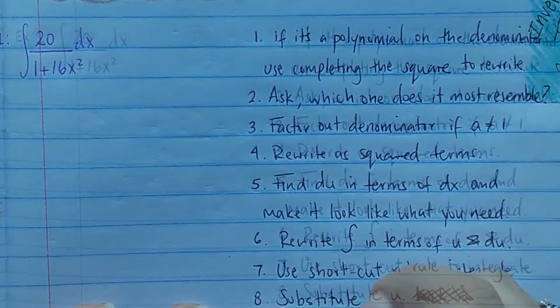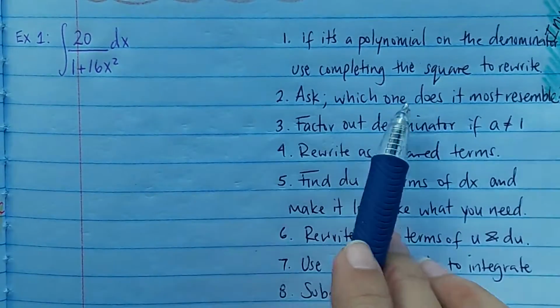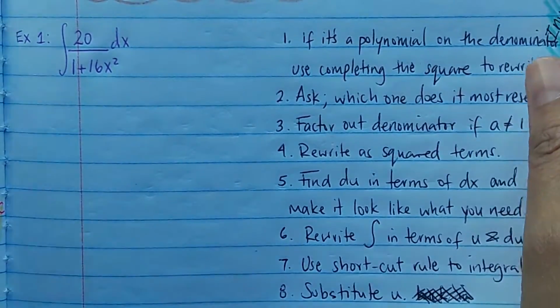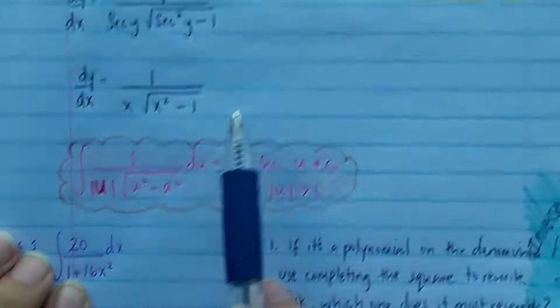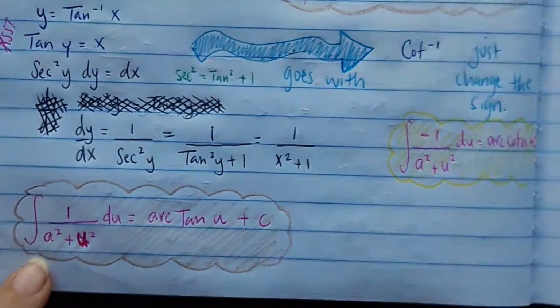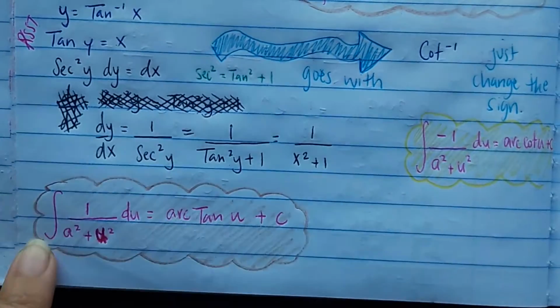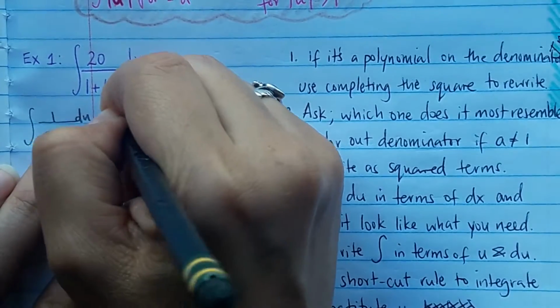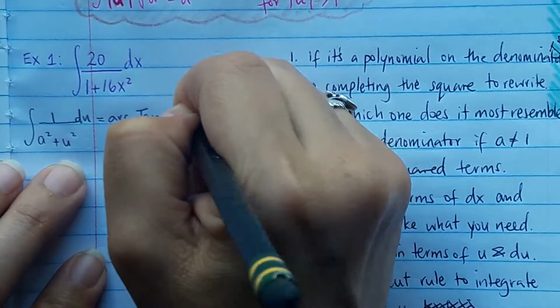Step A, substitute u. The denominator is a polynomial? No. So ask which one this most resembles. Look at the different ones. Does it look like that? No, because that has a square root. Does it look like that? Possibly. So I think it looks like this. We're going to use this. So I'm going to write that down: the integral of 1 over a squared plus u squared du is equal to arctan of u plus c.